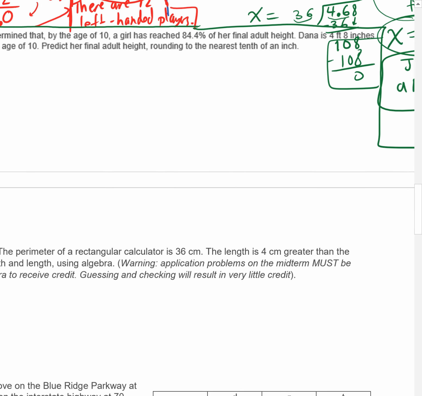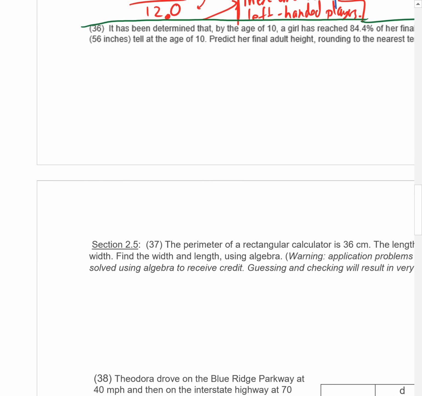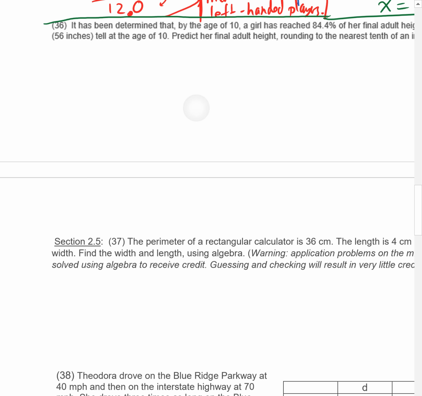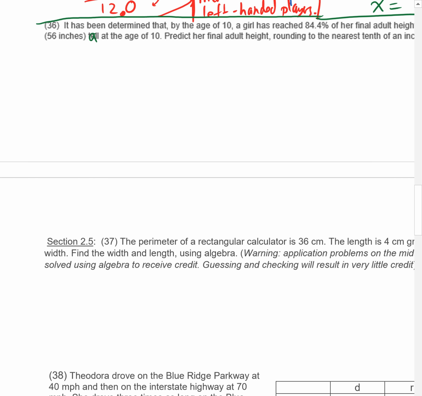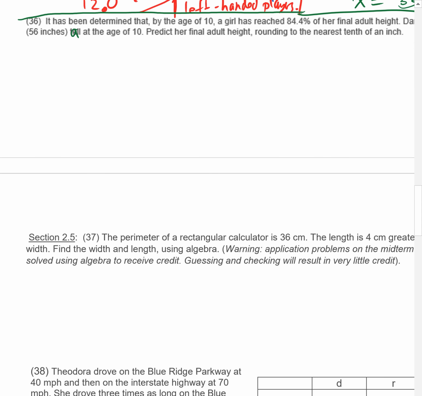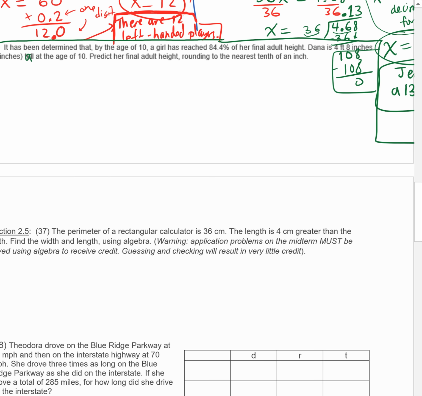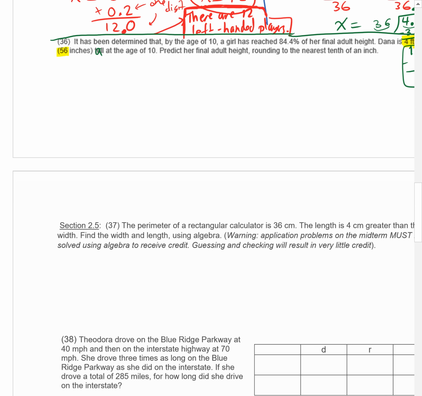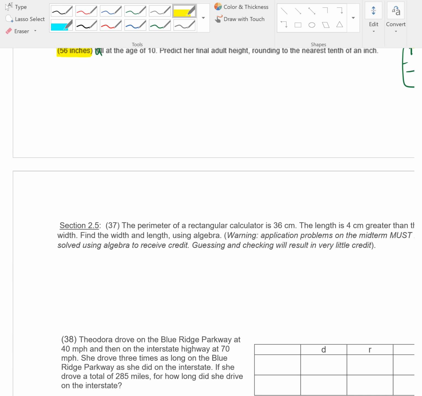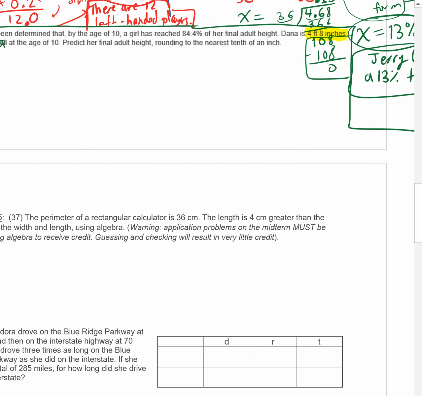Anyway, Dana is 4 feet 8 inches, which is 56 inches, tall at the age of 10. Predict her final adult height, rounding to the nearest tenth of an inch. Okay. So one thing I have to determine on my own is whether it's more useful to think of Dana's height as 4 feet 8 inches, or as 56 inches. I think in math, whenever you're dealing with mixed units, like 4 feet 8 inches, that's not useful at all.